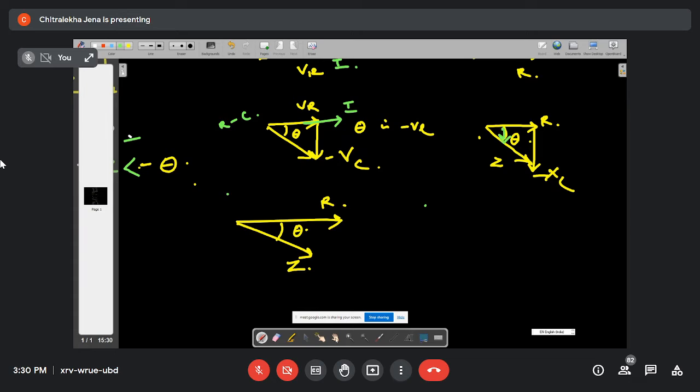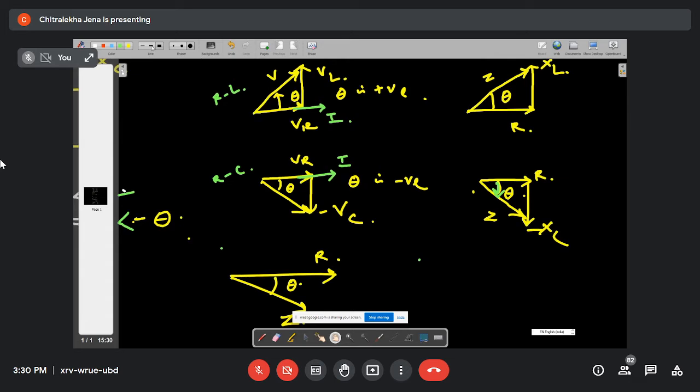In the inductive case, I am taking theta as positive. Here theta is positive. Here theta is what? Negative. Because this one is my reference axis. Am I clear now, all of you? All of you are clear? Yes, ma'am. Okay, very good.